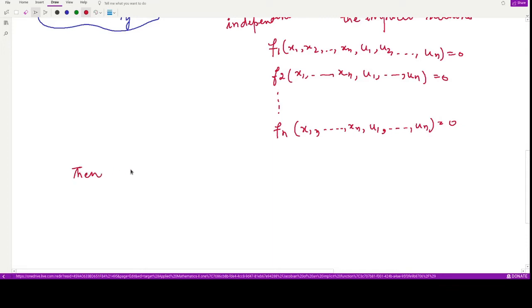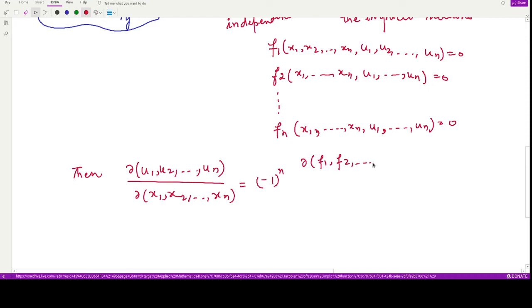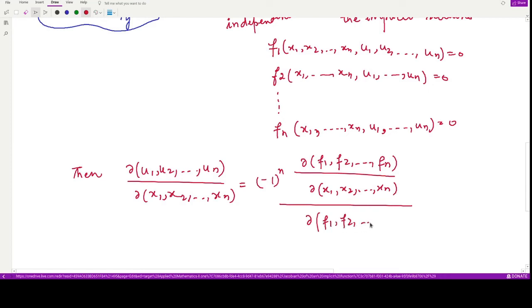Then the Jacobian of u1, u2 up to un with respect to x1, x2 up to xn would be equal to minus 1 raised to power n, because we have n variables in this particular case. That would be equal to del of f1, f2 up to fn divided by del of x1, x2 up to xn, divided by the Jacobian of f1, f2 up to fn divided by the Jacobian of u1, u2 up to un. So this is the generalized result.